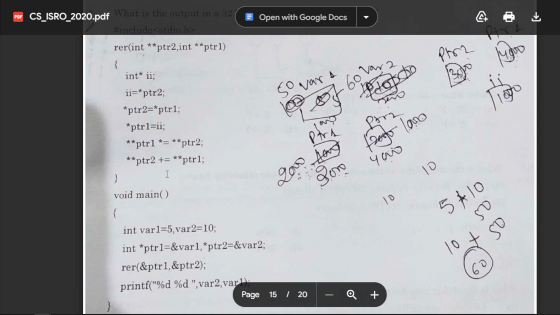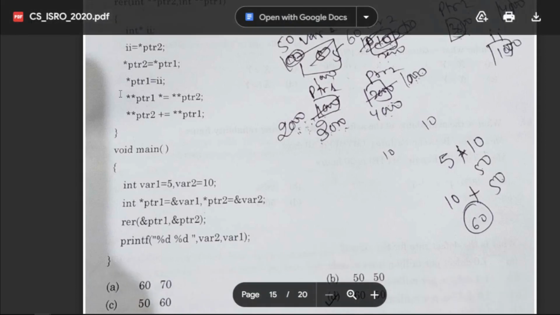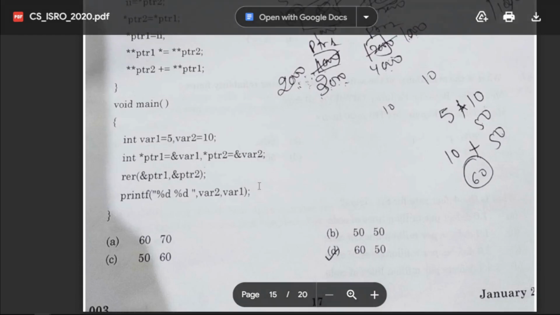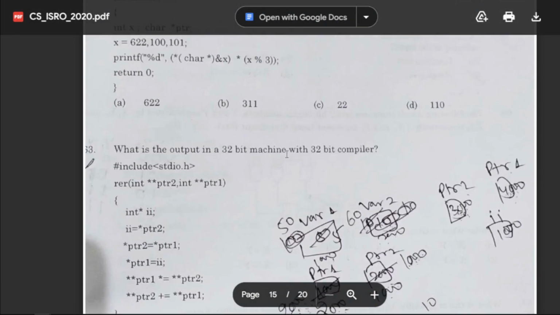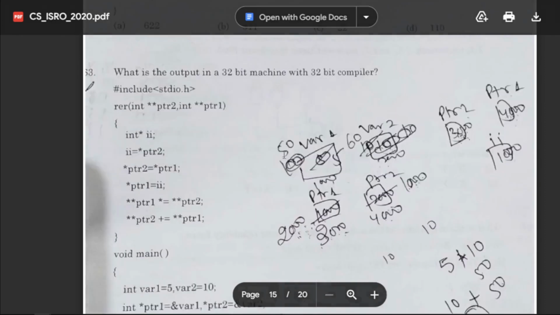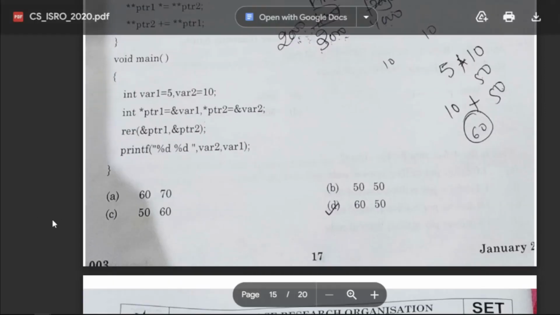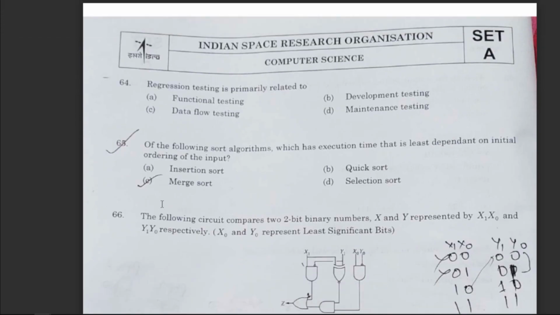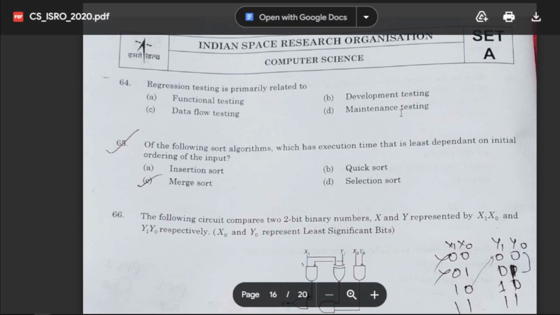This is the program that we have, with many pointers and double pointers. If you solve this question or frame a diagram like this, you will get the answer as C for 63, that is 50 and 60. Okay, 64 is: regression testing is primarily related to what? Basically, regression testing is primarily related to maintenance testing.